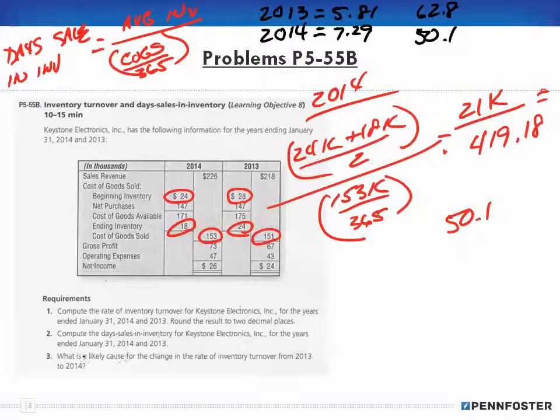Okay, so now on number 3, what is the likely cause for the change in the rate of inventory turnover from 2013 to 2014? So it's asking about why did our inventory turnover change from 5.81 to 7.29. Okay.